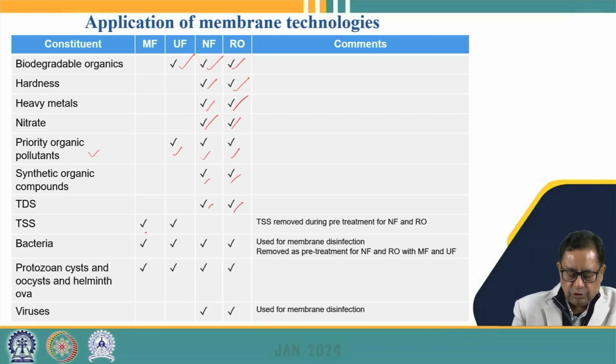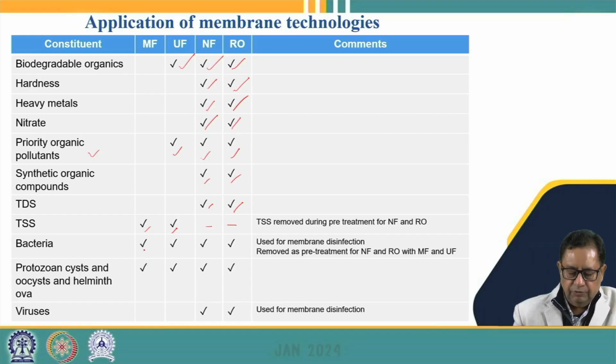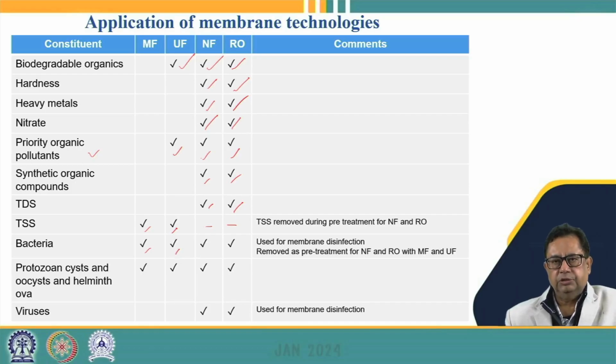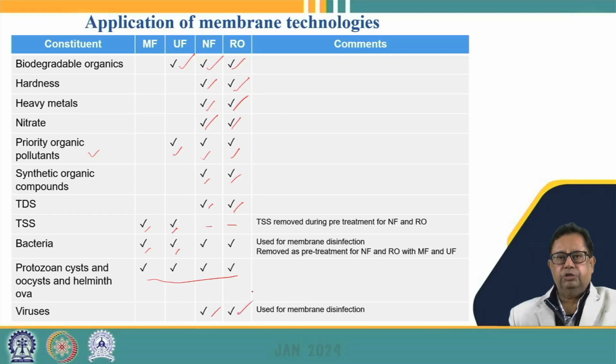For suspended solids removal, we can opt for microfiltration and ultrafiltration. We will never go for the nanofiltration or RO process because they will clog the filter, due to the very fine size of the pores of the membranes. And similarly, for bacterial removal, we can go for microfiltration, ultrafiltration, nanofiltration, or RO process, right? And for the protozoa, cysts, oocysts, helminth ova, we also can go for all these four types of processes. Whereas when we talk about the viruses, we have to use nanofiltration or RO process only.